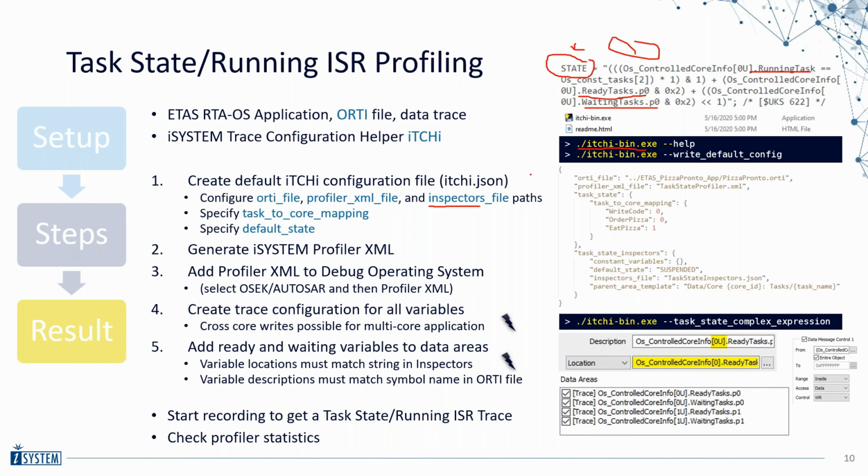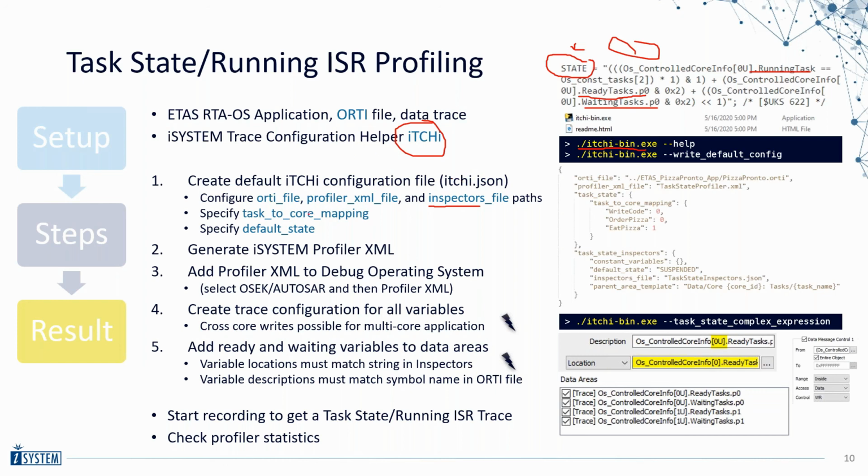So we will create an inspector file, and then we will create a so-called profiler XML file that I mentioned before, and that will allow us to do this use case. In order to do that, again, you need the iSystem Trace Configuration Helper. You start by creating an empty configuration, and then for this use case, you need to configure the RT file, profiler XML file, and the inspectors file. You will add that to this iTCHi.json configuration file. We will do that together.